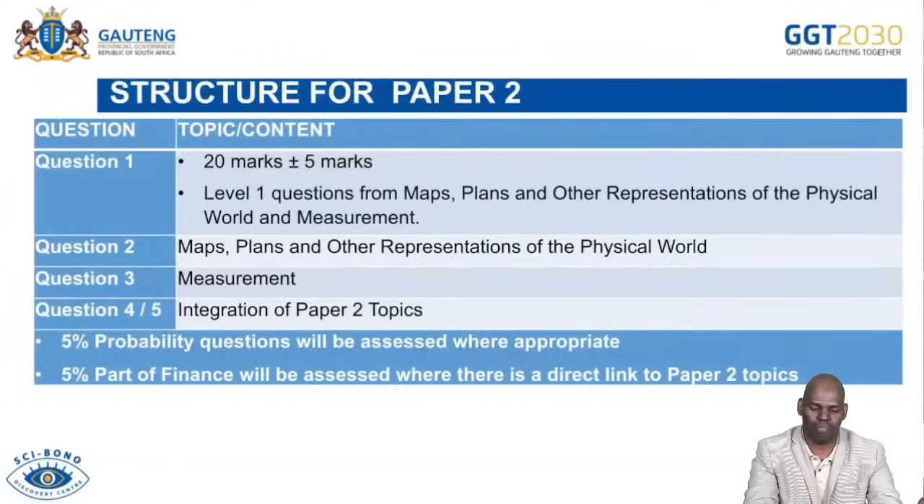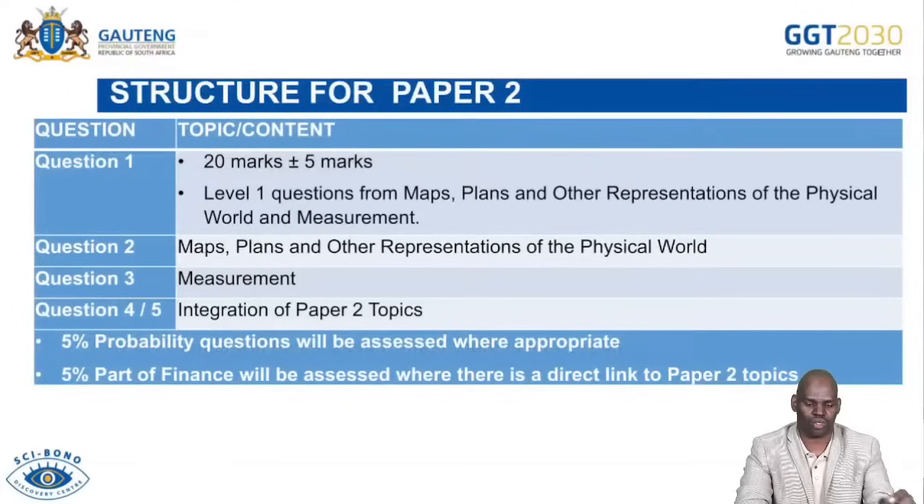So this is where you should be able to score all the marks in question 1. The questions will be based on maps and plans and also measurement. Then question 2 will be based on maps and plans only. And then we've got question 3. Question 3 will consist of measurement only.